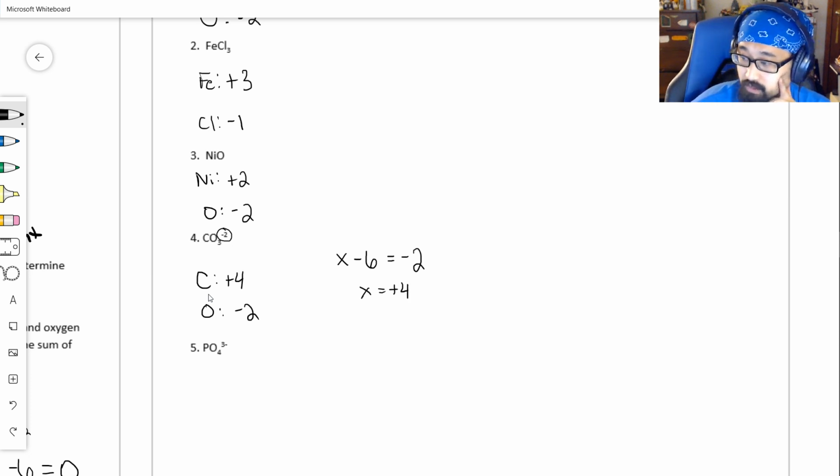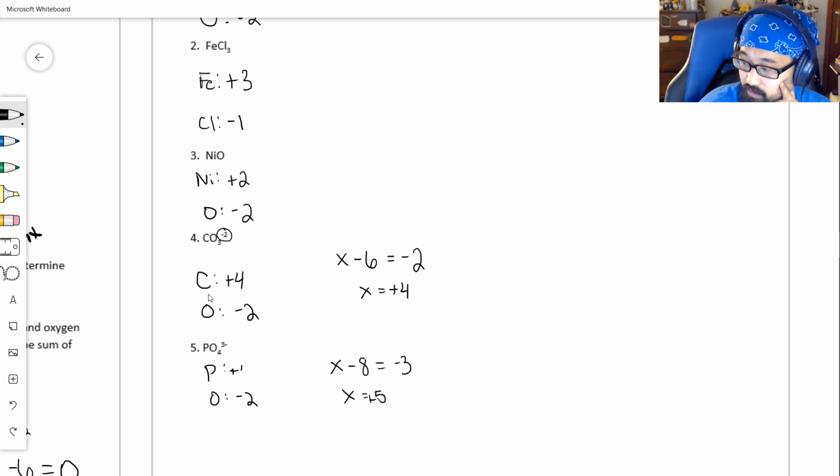The same process for this PO4. Oxygen must be -2. The total charge is -8. It has to add up to -3. I don't know what the phosphorus is, but if I add 8 to both sides, then I know that the phosphorus has to be +5.